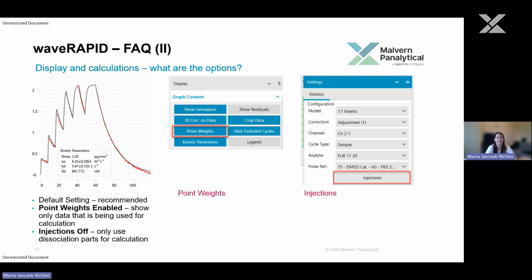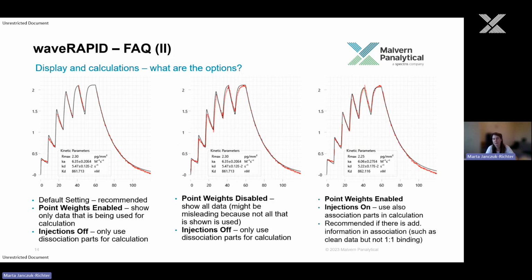As you can see, point weights function is in display part of the software, and injection parts is in the kinetic settings part, and this will be important. So as default, which is recommended for really most of the cases, we have point weights enabled, so we are only showing the data that is being used for calculations, which is dissociation parts. Injections are off, as you can see here. So we are only using dissociation parts for calculation. So also what we are showing and what we are using is also shown on this picture.